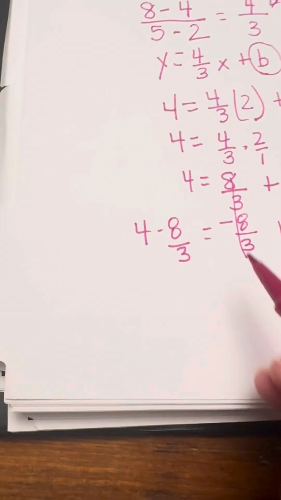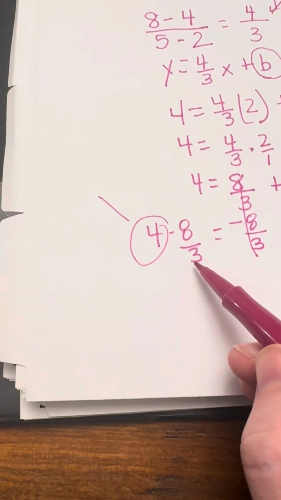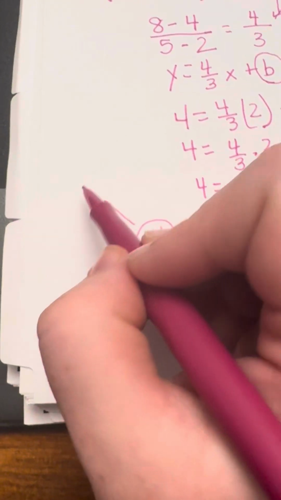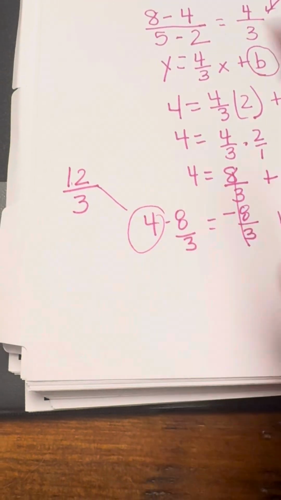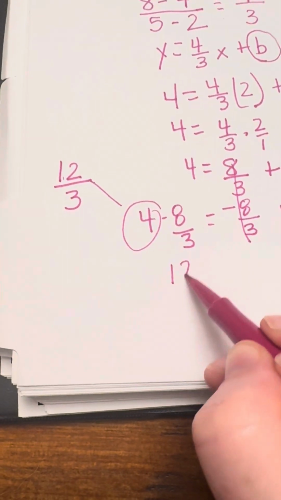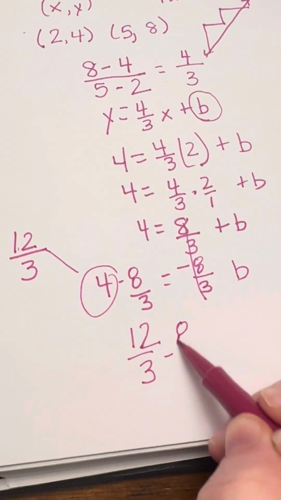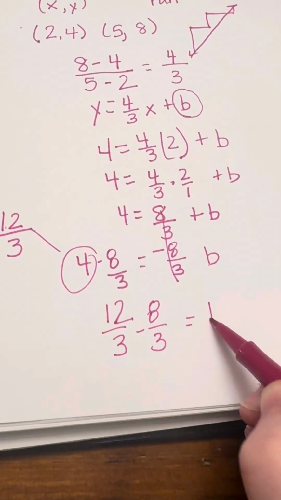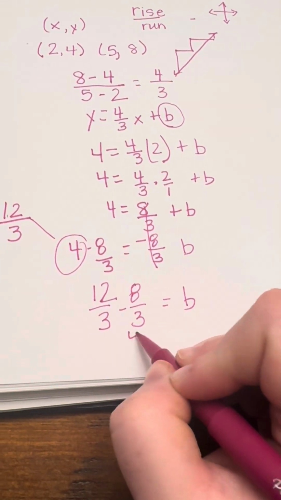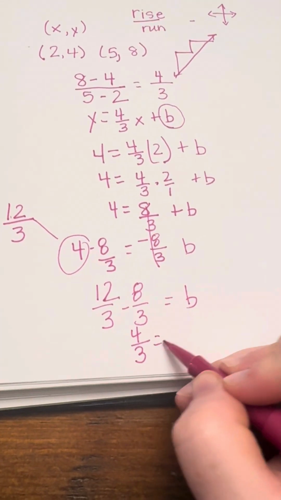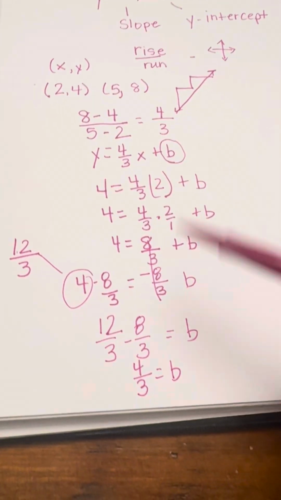So 4 minus 8/3, I'm going to need to change this 4 into a fraction, and I need it to be with a denominator of 3. 3 times 4 equals 12 over 3. I can check it. 12 divided by 3 is 4. I'm good. So this is going to be 12 thirds minus 8/3 equals b. Fractions have the same denominator, easy peasy. 12 minus 8 equals 4/3 is our y-intercept. So we have a slope of 4/3, and we also have a y-intercept of 4/3.